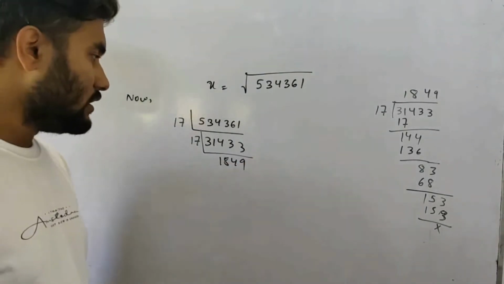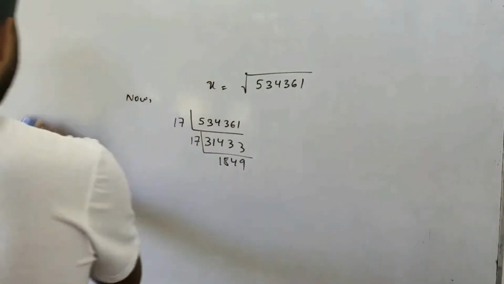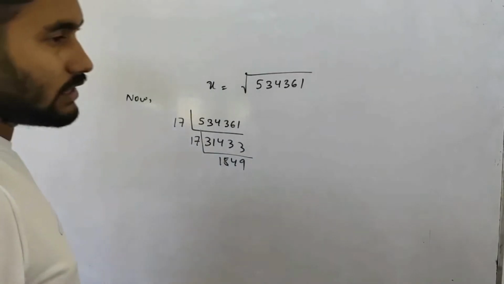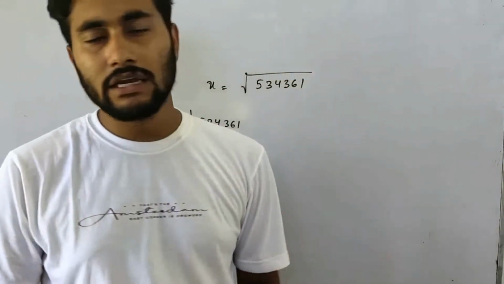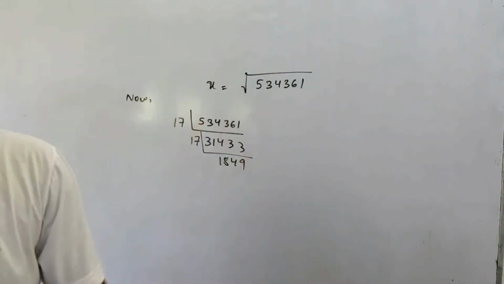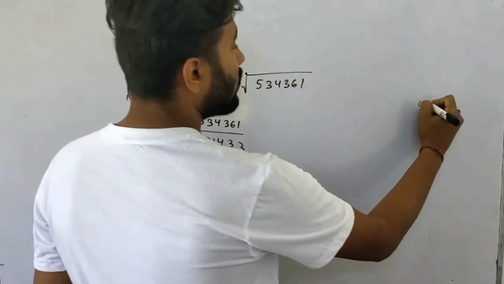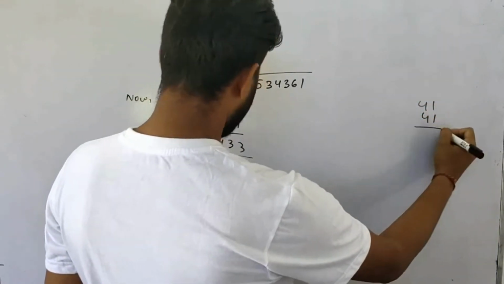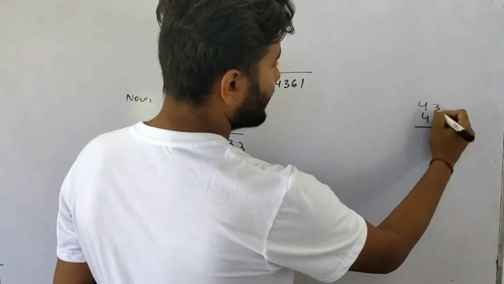31433. Done. So now last, what is 1849? Now this is difficult. 1849 is not divisible by 17. You can try by dividing it. 1849 is not divisible by 19, not 23, not 29, neither 31. 1849 is actually 41 into 41, not 41 into 41, sorry, 43 into 43, I guess.